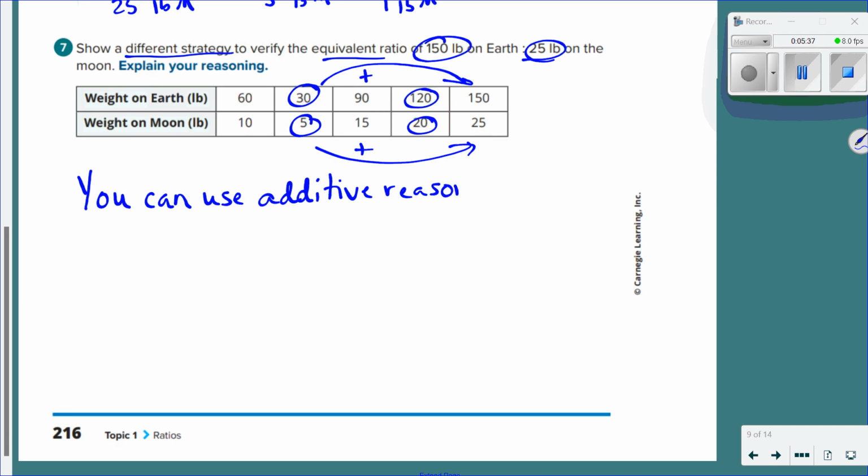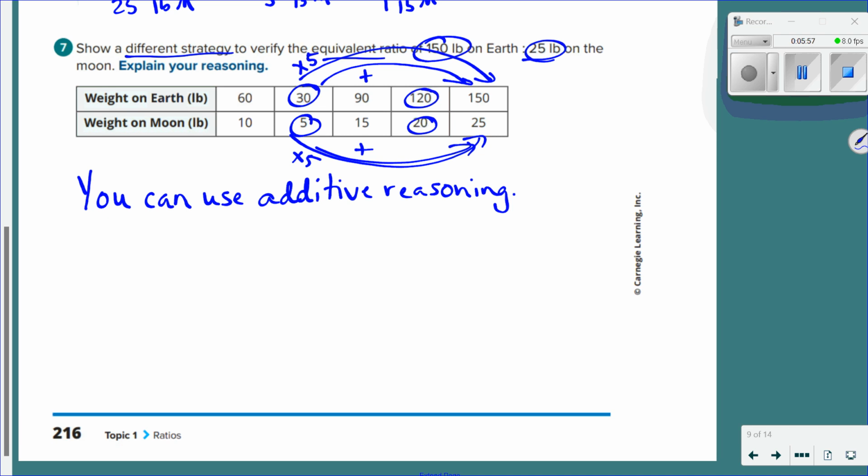Reasoning. Could we have done a different way? Instead of adding, what could I have multiplied 30 by to get to 150? Could have multiplied by 5. Then I do 5 times 5, and I get 25. So you could use multiplicative reasoning as well, right?